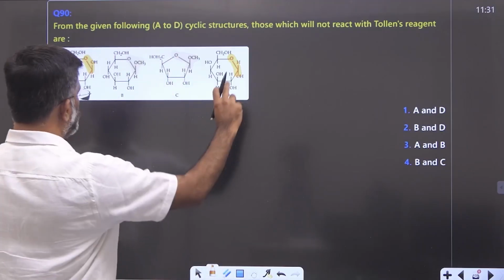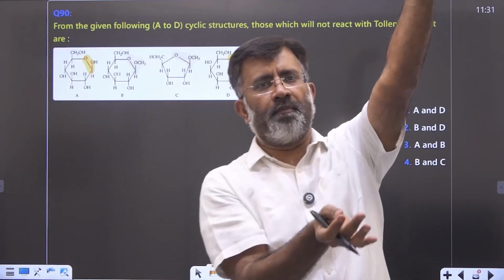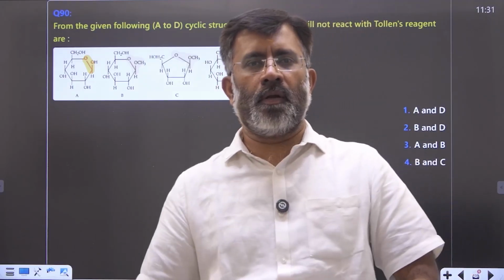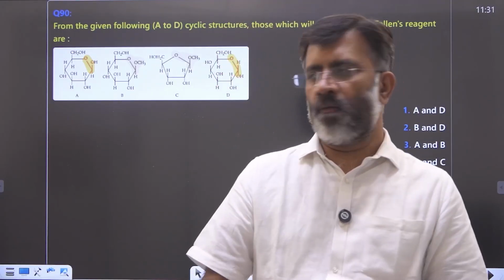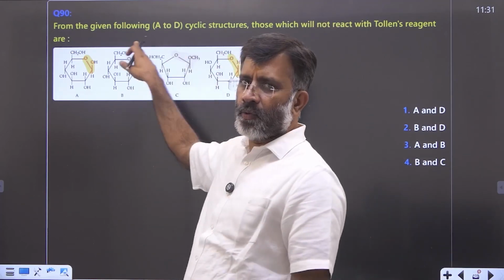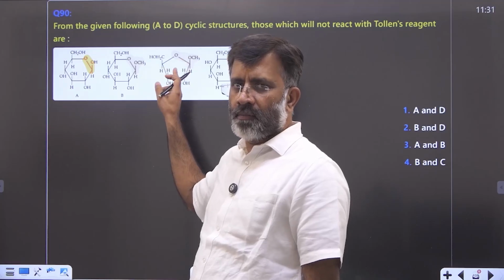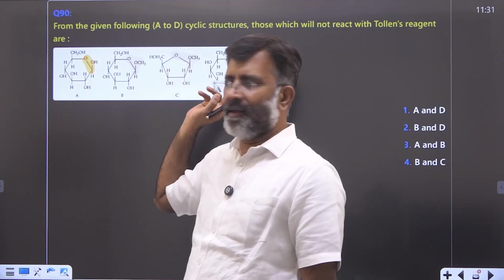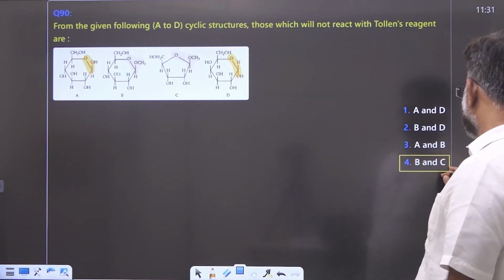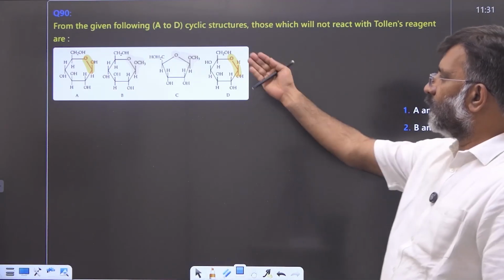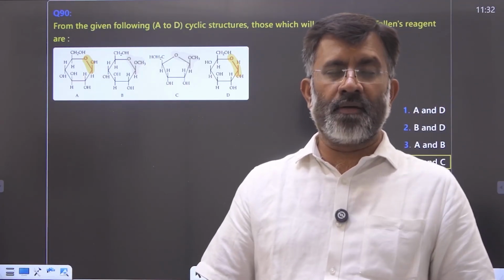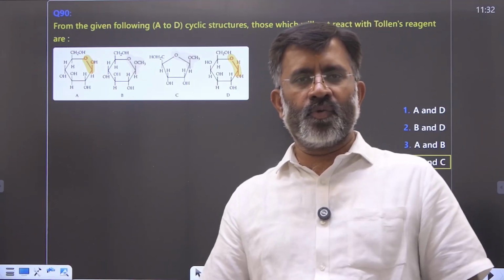So in options A and D, the ring will open, and you will get a free functional group, and it can reduce Tollens reagent, as a reducing sugar. While in B and C, this area cannot open up, and you don't get a free functional group available to reduce Tollens reagent. Answer is B and C. Very simple question once again. It's options B and C, where you don't have the functional group available in that region which can reduce Tollens reagent and act as a reducing sugar.